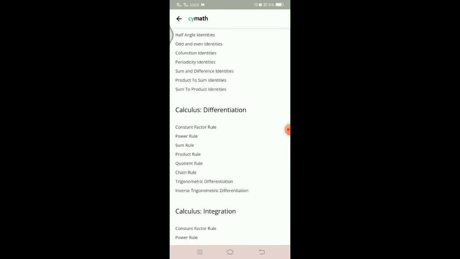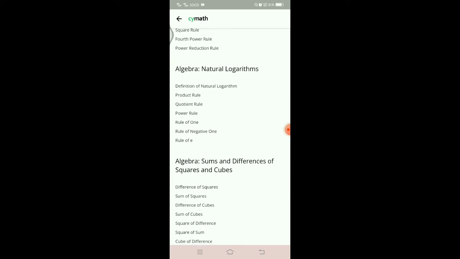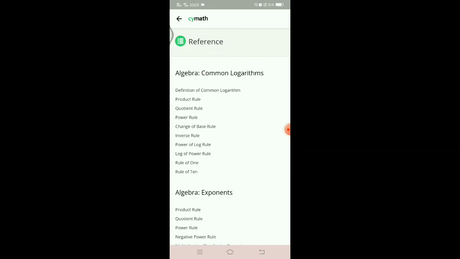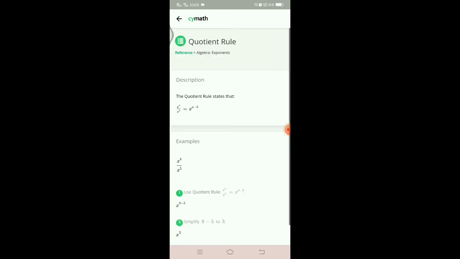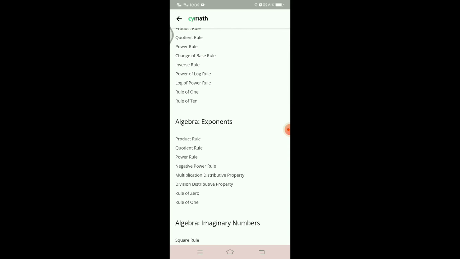So in order for us to be prepared, if you want to have a review on the product rule and the common logarithms, you just click that. Then the description and the examples come out, and if it is exponents, the quotient rule states that... Yeah, CyMath is very good. I am using CyMath. Actually, it is not new to me because I used it last year. I was introduced by one of my friends that CyMath is great, especially in remembering those rules that are very applicable in terms of mathematics.